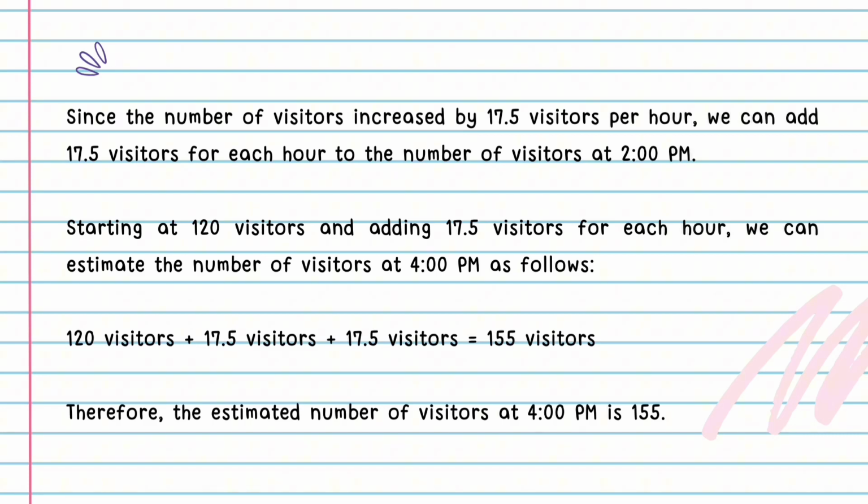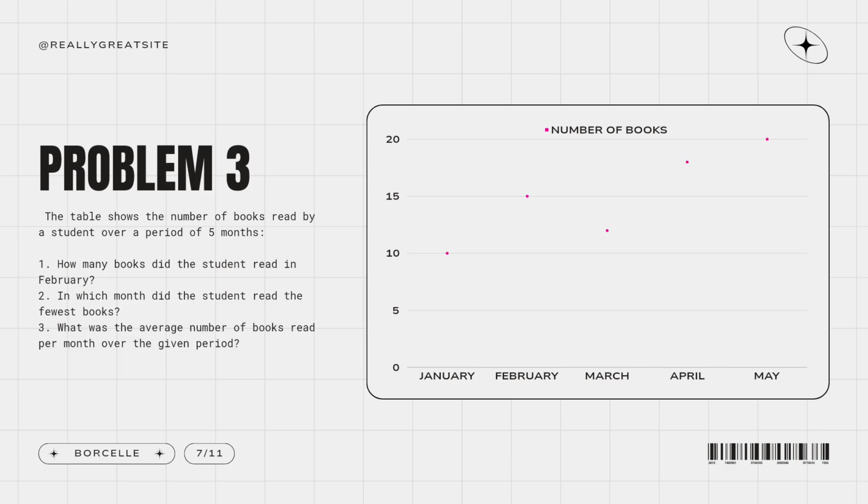So, starting at 120 visitors and adding 17.5 visitors each hour, we can estimate the number of visitors at 4 p.m. as follows. 120 visitors plus 17.5 and add another 17.5 equals 155 visitors. Therefore, the estimated number of visitors at 4 p.m. is 155 visitors.